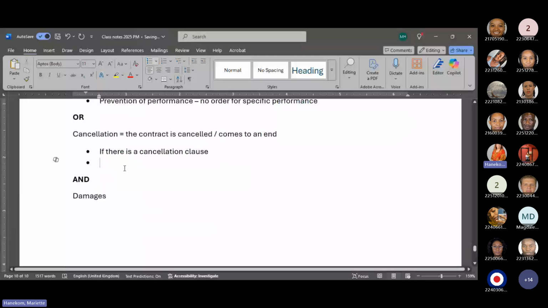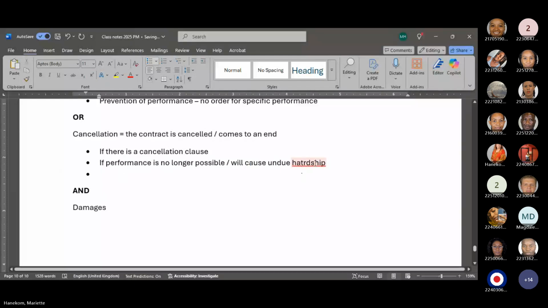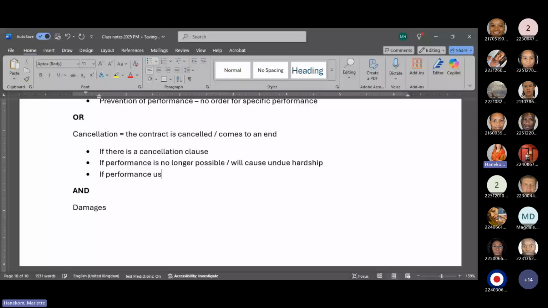So if there's a cancellation clause, if performance is no longer possible, or in some instances, if performance will cause undue hardship, or in instances where performance is of a personal nature. What do I mean by that? That relates to things like contracts of employment.